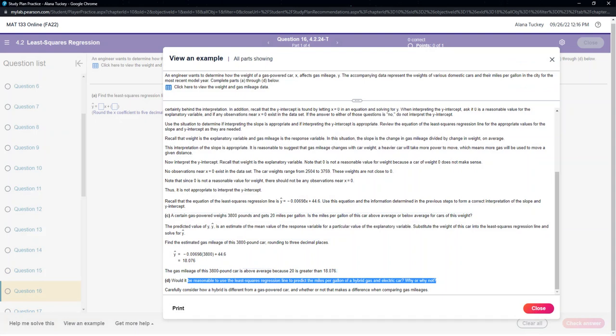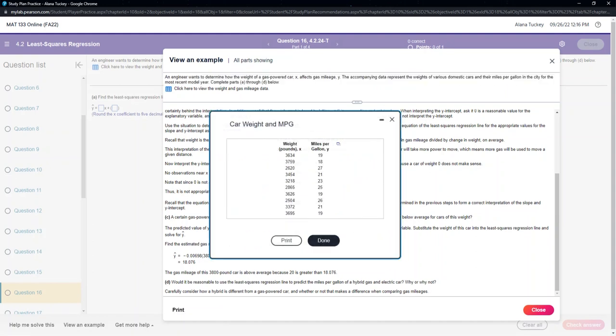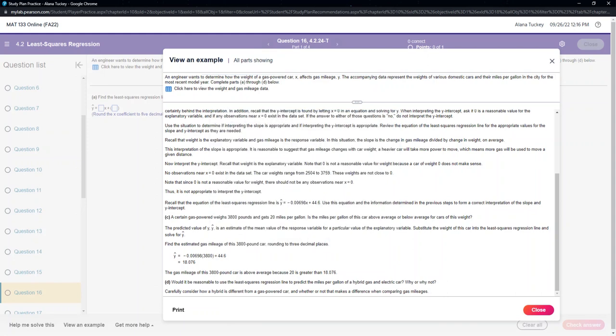Oh, no, that would not be good. If you remember, this entire data set was gas-powered cars, all of it, right? The whole thing was gas-powered cars. So it would not be appropriate because hybrid cars and electric cars are completely different things. We couldn't possibly use the gas mileage for gas-powered cars to predict hybrid and electric cars. They're completely different data sets. So the answer, let me highlight that and put that in there.